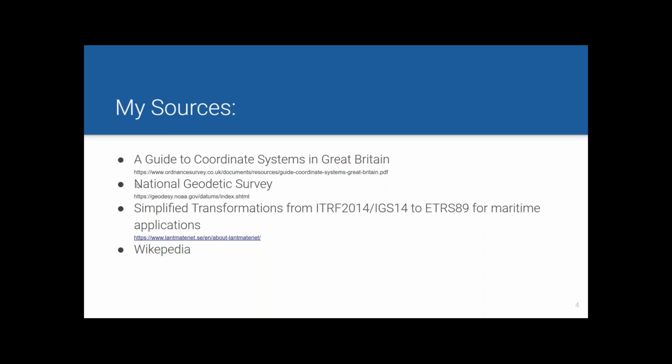Some other resources that I leaned on heavily: the National Geodetic Survey of the United States has a nice web page with a lot of figures. And another interesting one that I leaned into is Simplified Transformations from ITRF to ETRS89 for Maritime Applications, done by the Survey of Sweden. It's in English, so you can read it. And then, of course, I just plowed through Wikipedia looking for figures and things like that. But almost all of the figures are taken from these sources, and I tried to put notes in where I got it from somewhere else.